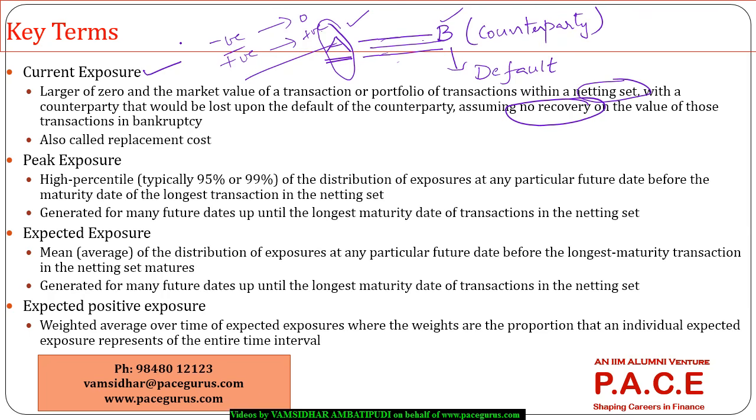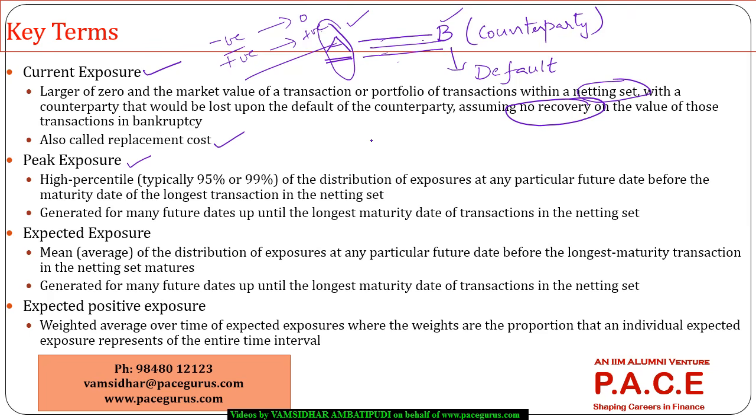So across all the transactions taken together, along with the netting also considered, I will try to find out what is the amount of loss that A is going to incur provided B is defaulting right away. So that is what we call a current exposure. In some cases it's also called the replacement cost.